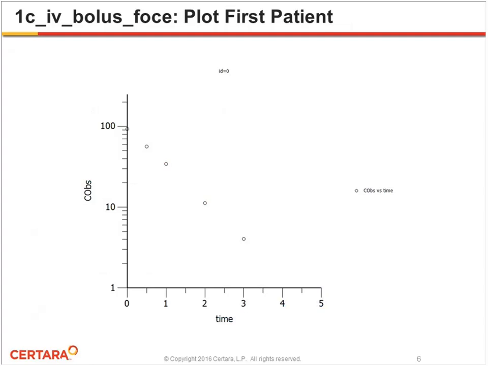Here's just a plot of the first patient on a semi-log scale. As you can clearly recognize, there's only one slope, so these data follow first order kinetics, and our assumption about the model seems to be correct.